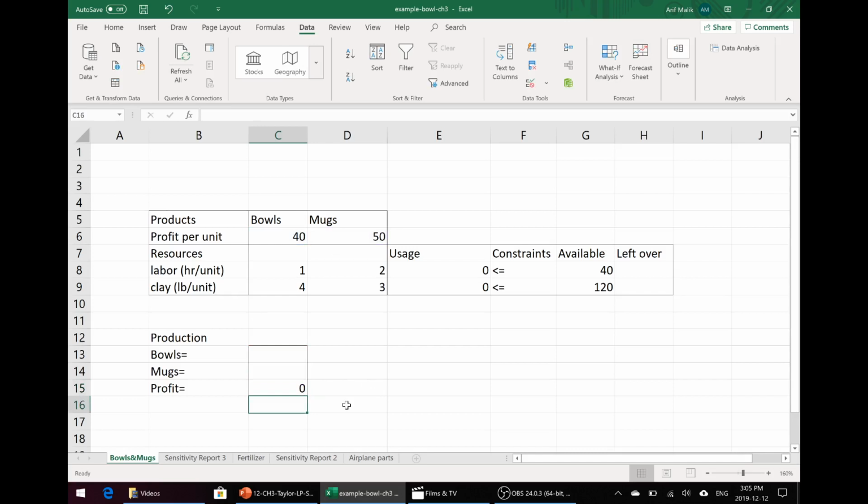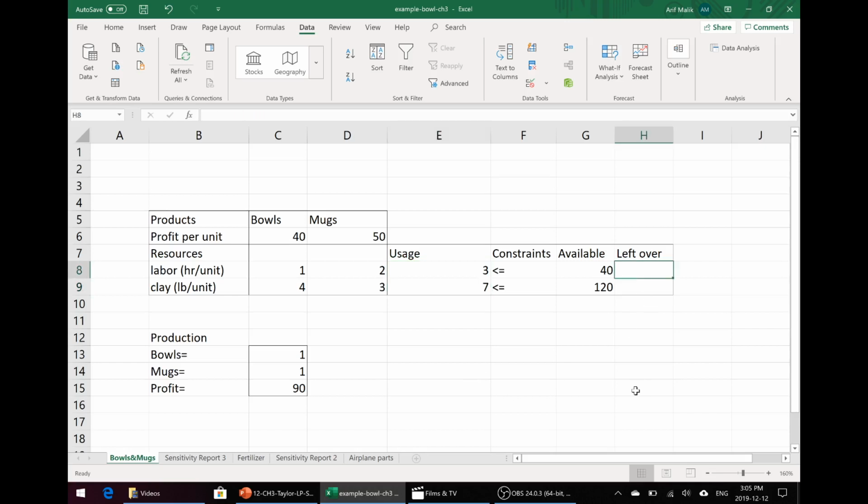Just to check our formulas are correct, we put 1 here. So our formula is correct. We can see the profit is 90 when we make 1 bowl and 1 mug: x1 is 1 and x2 is 1, then 40 plus 50 is 90. Similarly, when we make 1 bowl and 1 mug, we use 3 hours of labor and 7 pounds of clay.